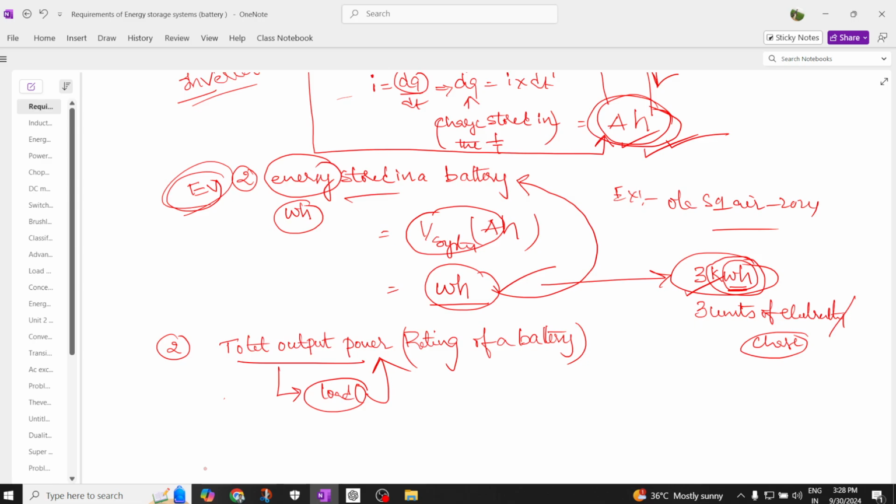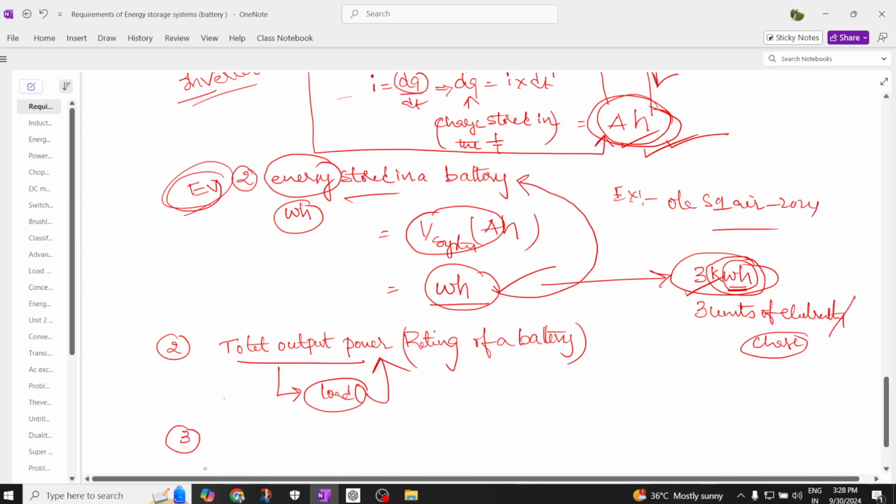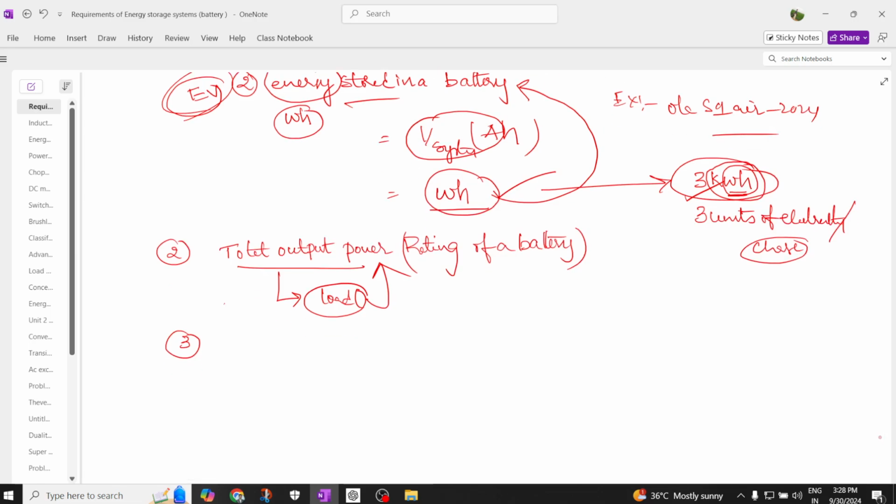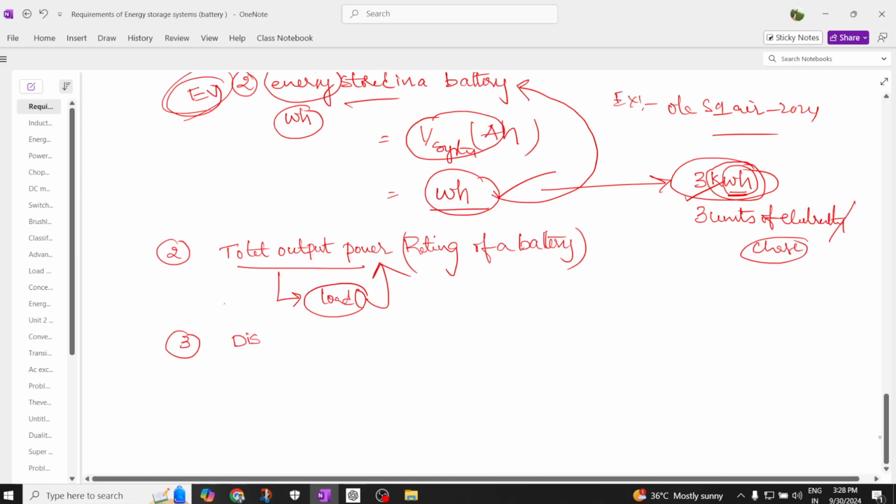The next one is the discharge time. What is the discharge time of a battery? The third specification is the discharge time of a battery, which is very important. The discharge time is defined as the amount of energy stored in a battery.